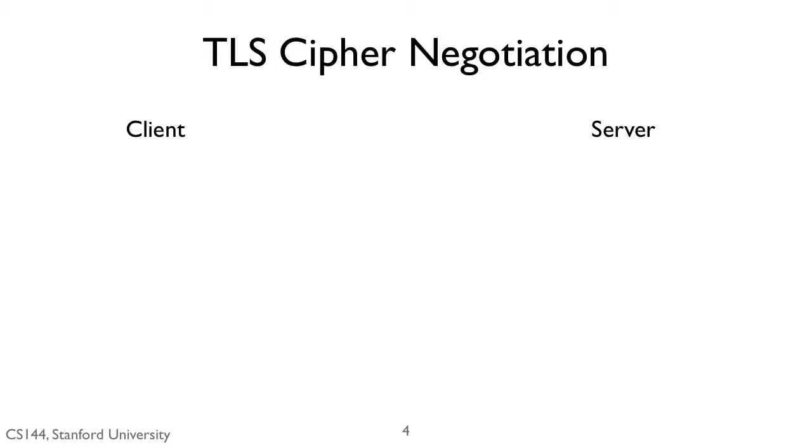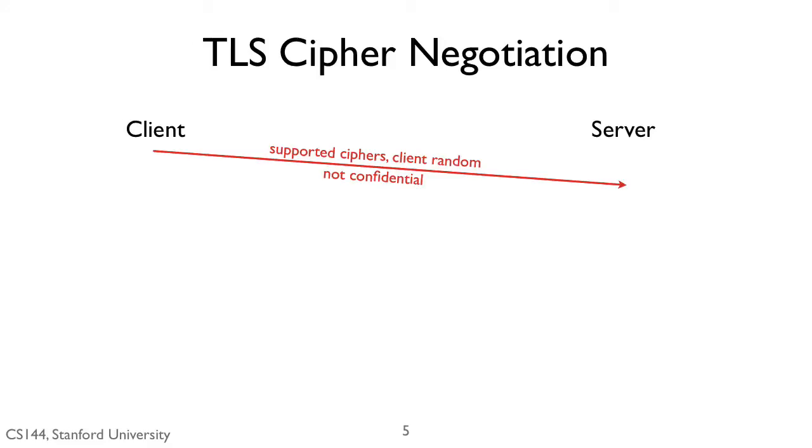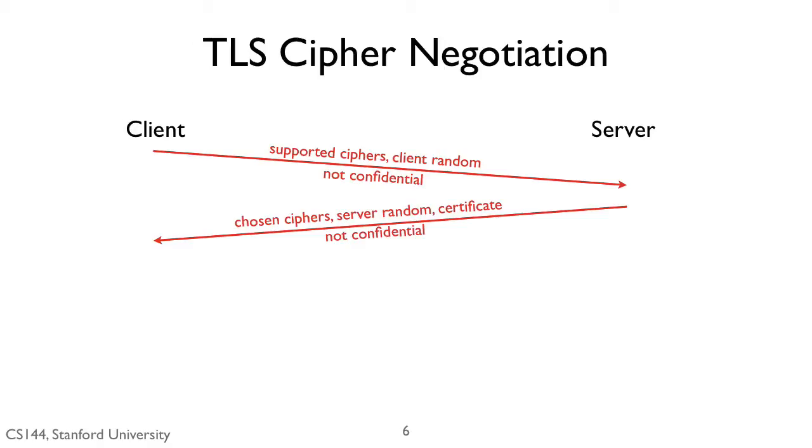This all happens after we open a TCP connection. So these messages are sent over TCP. So we have an open TCP connection. In the first step, which is sent as clear text, the client sends a list of ciphers it supports and a random number it has generated. The server responds with what ciphers to use, its own random number, and a certificate containing its public key. This is also sent as clear text.